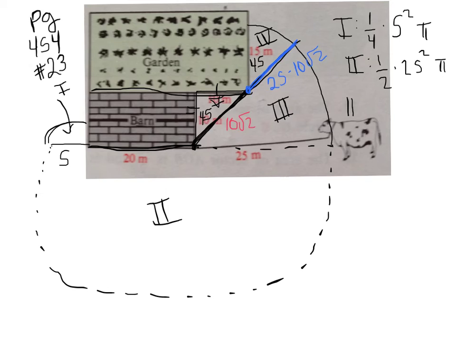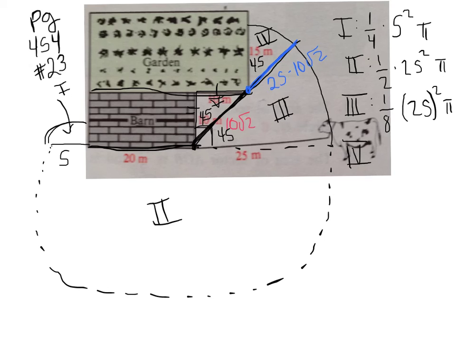Area 3. That angle's a right angle, so I know this is 45. So the area of that is 45 over 360, or 1/8 of a circle, times your radius, which is 25 squared times pi.